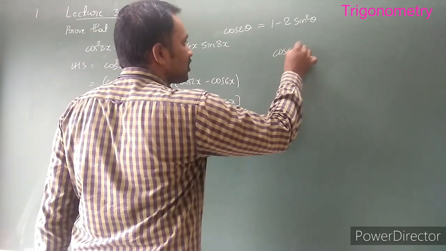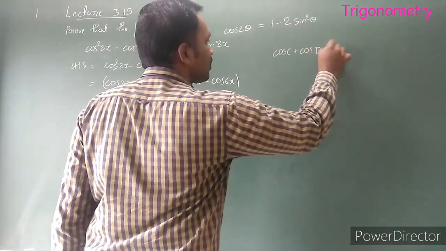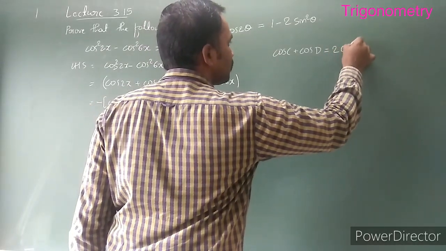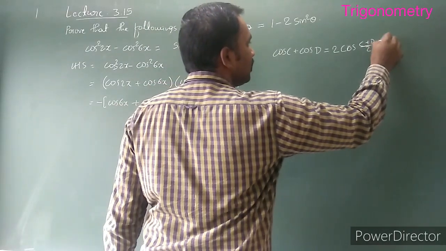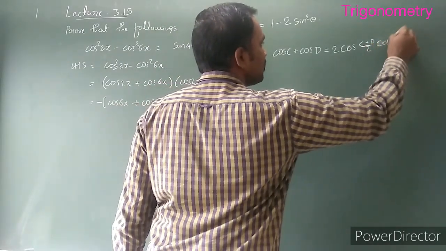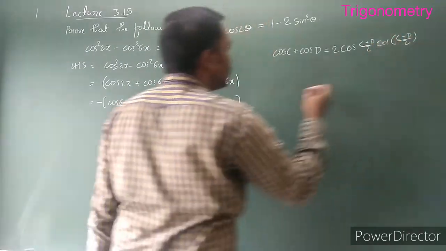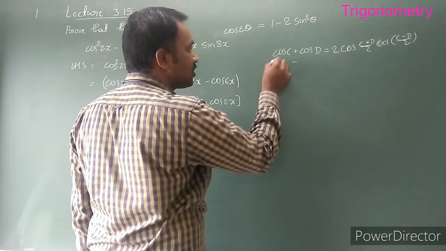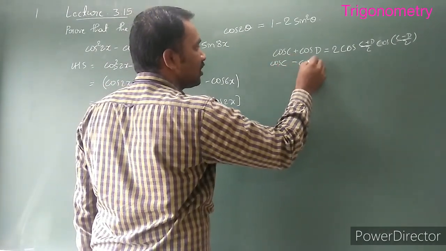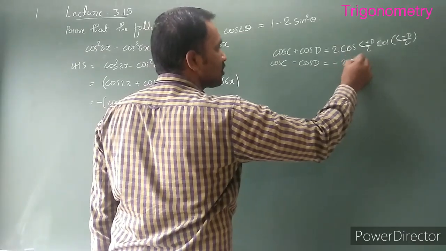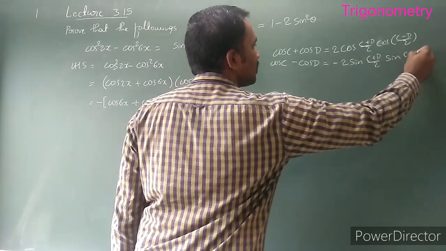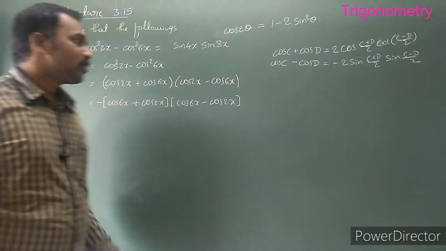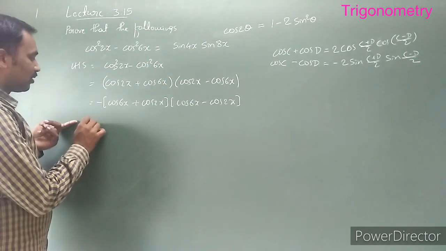What is the cos of c plus cos of d? Cos c plus cos d is equal to 2 cos of (c plus d) by 2 into cos of (c minus d) by 2. Similarly, what is the cos c minus cos d? It is equal to minus 2 sin of (c plus d) by 2 into sin of (c minus d) by 2. Okay, applying those two formulas, what will we get?